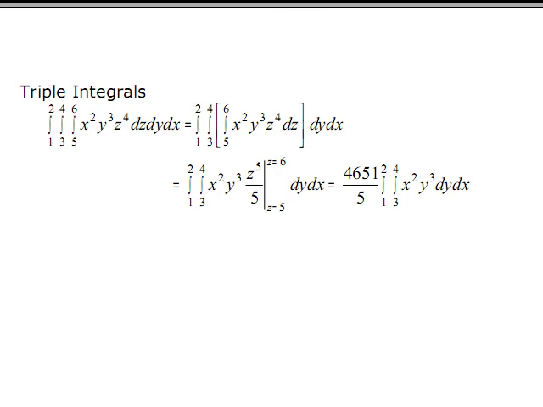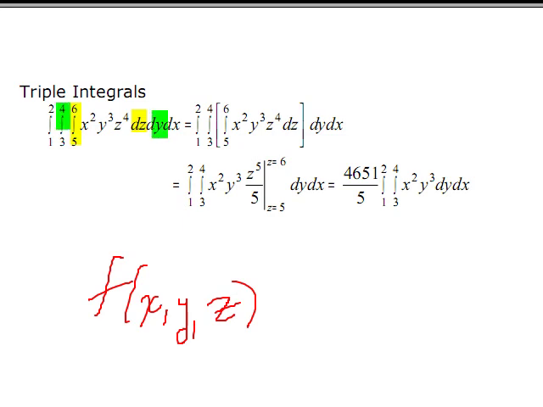Now we have three variables. We're talking about here is some function of x, y, and z. And you see the integrals here. Here's the dz. This is the limits for the dz. Now you have a dy, and the limits for y are 3 to 4. And then you have dx, and the limits for dx are on the most outside integral sign.